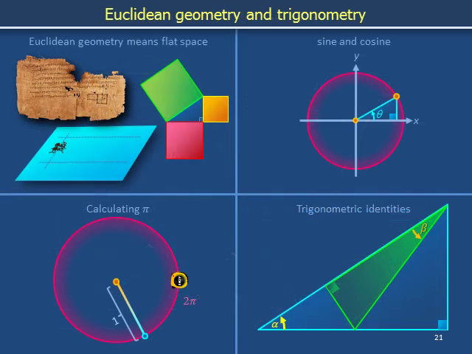Thus, in the next video, we relate sine and cosine to the lengths of edges of right triangles, and we use this perspective to practice deriving a couple of trigonometric identities.